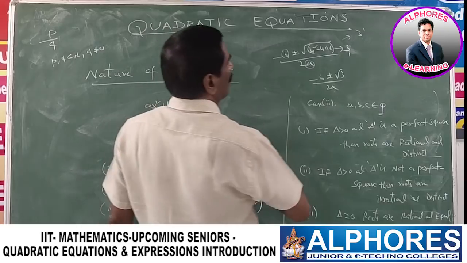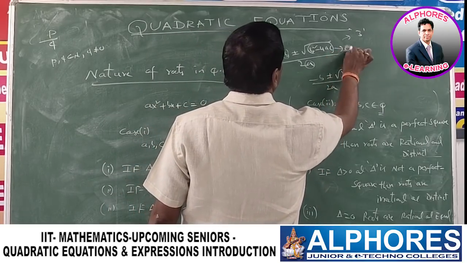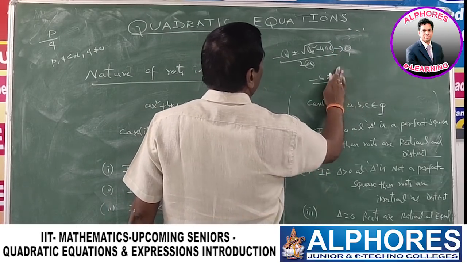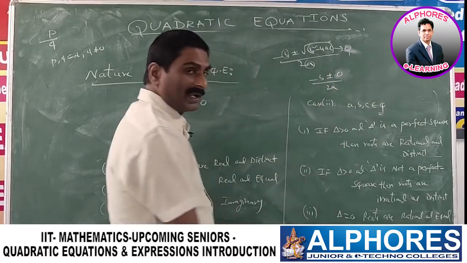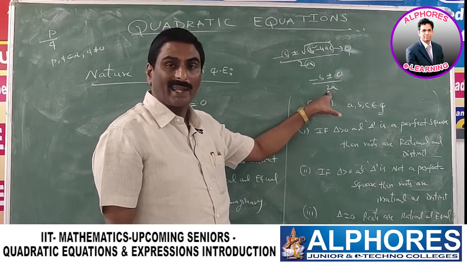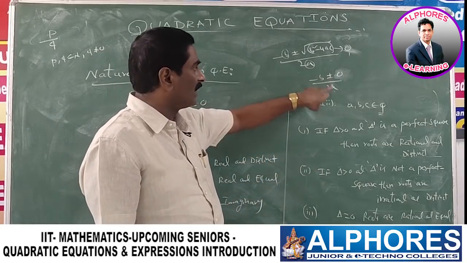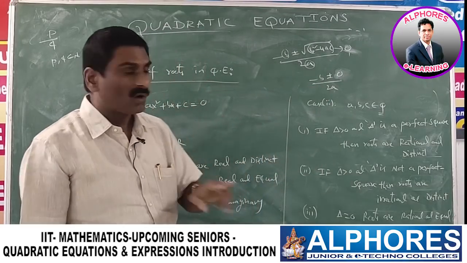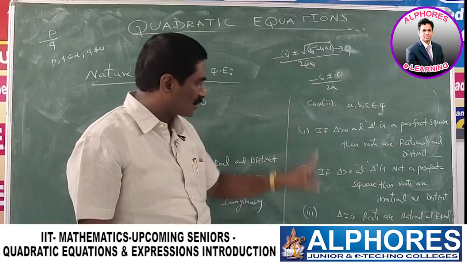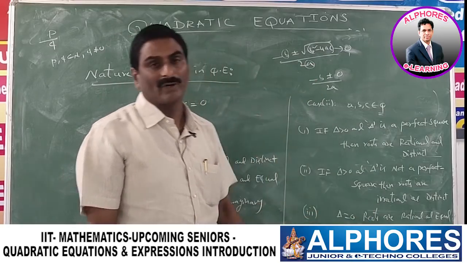Suppose delta is equal to 0, then this value becomes 0. Then the roots are minus b plus or minus 0 by 2a. One of the roots is minus b by 2a and another root is minus b by 2a. Both roots are equal and at the same time a and b are rational. So we get a rational number. Roots are rational and equal.